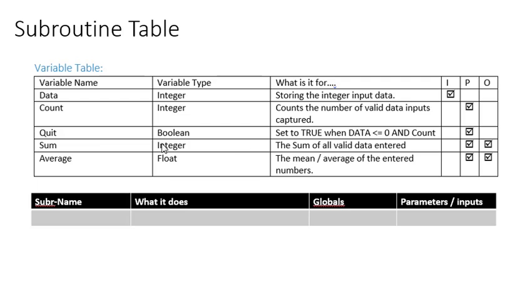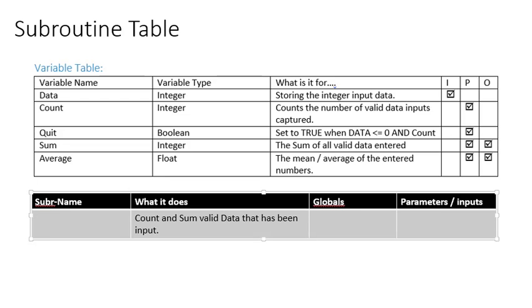Looking at the variable table, we have the phrase count the numbers of valid data input captured next to count, and we have the phrase sum all the valid data entered next to sum. So that's a similar sort of process. That certainly tells me that it's maybe a good idea to join those two variables to be processed together in the same subroutine. So I'm in fact going to do that. I'll phrase it as follows: count and sum valid data that has been input.